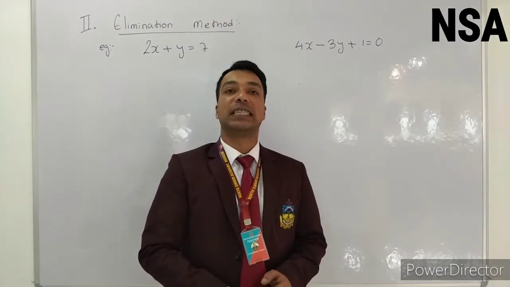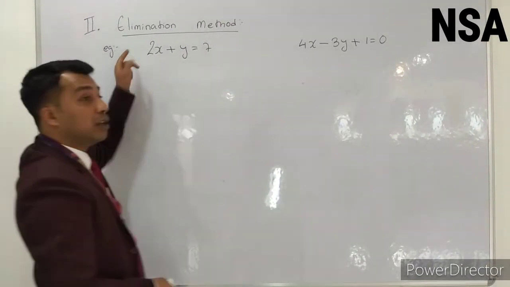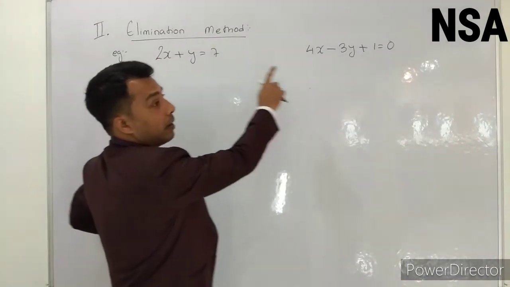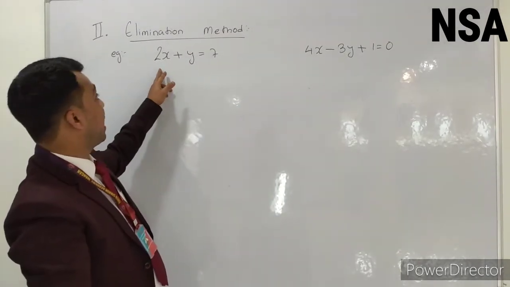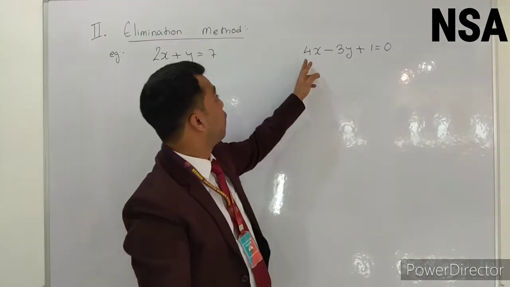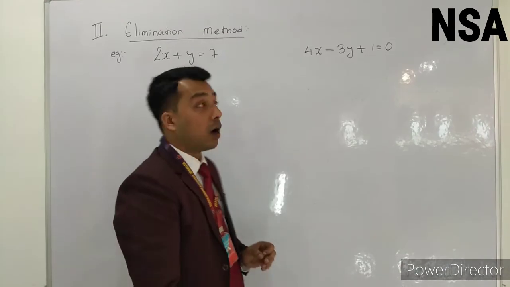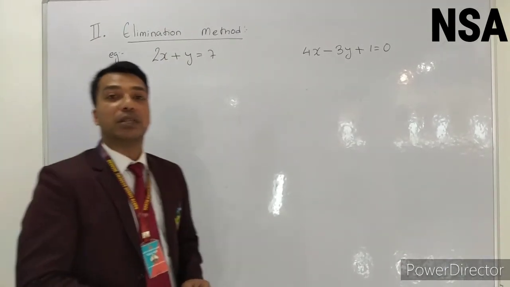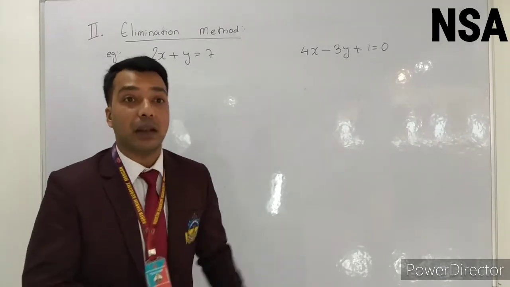Now we move on to the second method of algebra, which is known as your elimination method. So what I have done is, I have taken the same example as we used in the substitution method. The first equation is 2x plus y equals 7, and the other one is 4x minus 3y plus 1 equals 0. Now, how do we use this elimination method? I'll be teaching you in a very simple way by which you can find the answer of x and y.